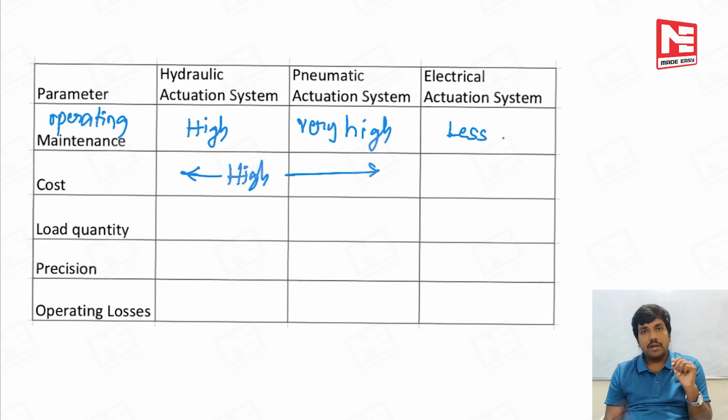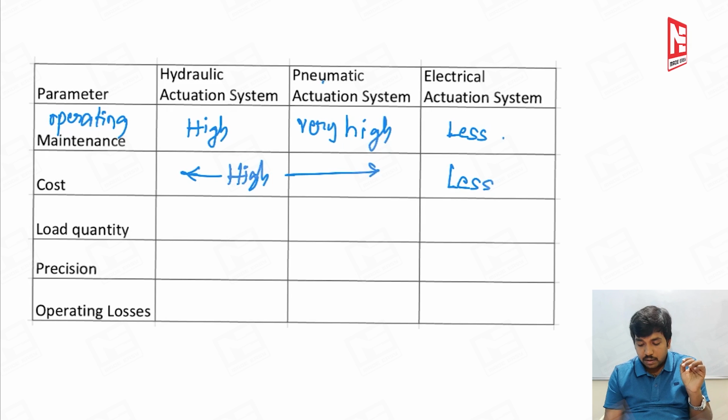Now the load quantity, that means how much amount of load we can displace angularly or linearly. So indirectly I'm talking about the output power. Output power of hydraulic actuation system is very high. So let me write down this as very high, V high. And this part is high. That is, pneumatic actuation system is slightly less compared to the hydraulic actuation system.